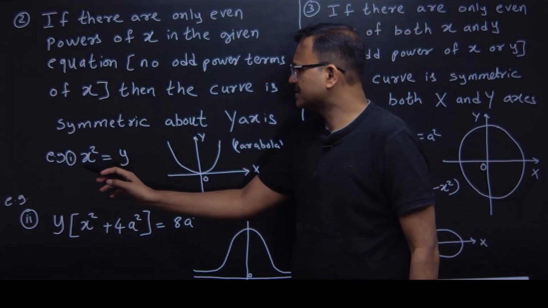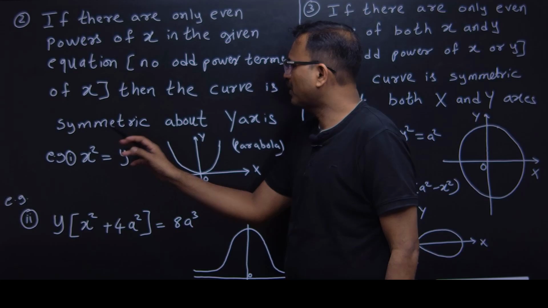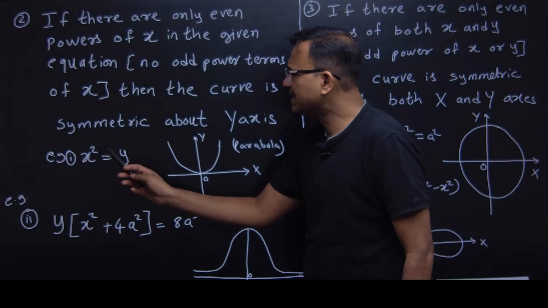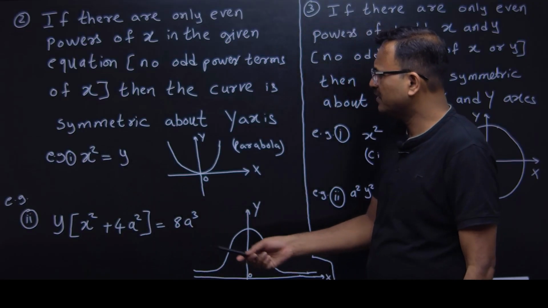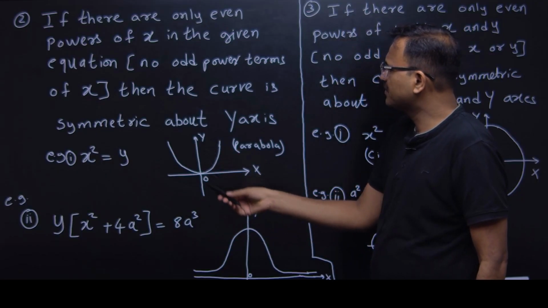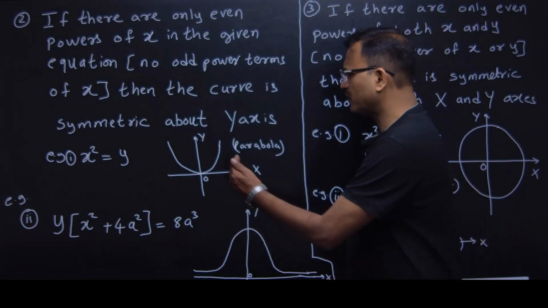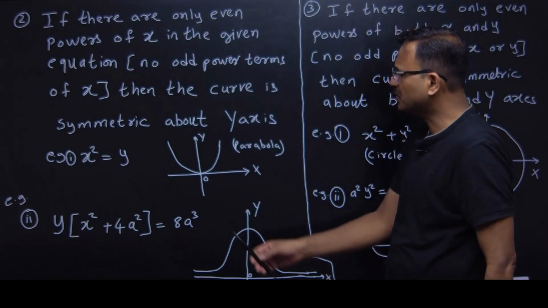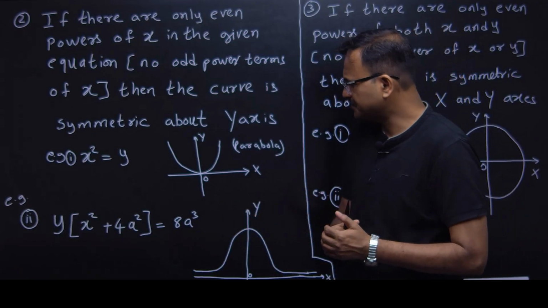For example, consider again the famous example of the parabola, x square is equal to y. In this curve we have only an even power of x, that is x square. So if there is only an even power of x in the given equation, the curve will be symmetric about the y-axis. That means whatever is the nature of the curve on the left-hand side of the y-axis, the same will be the nature of the curve on the right-hand side of the y-axis.